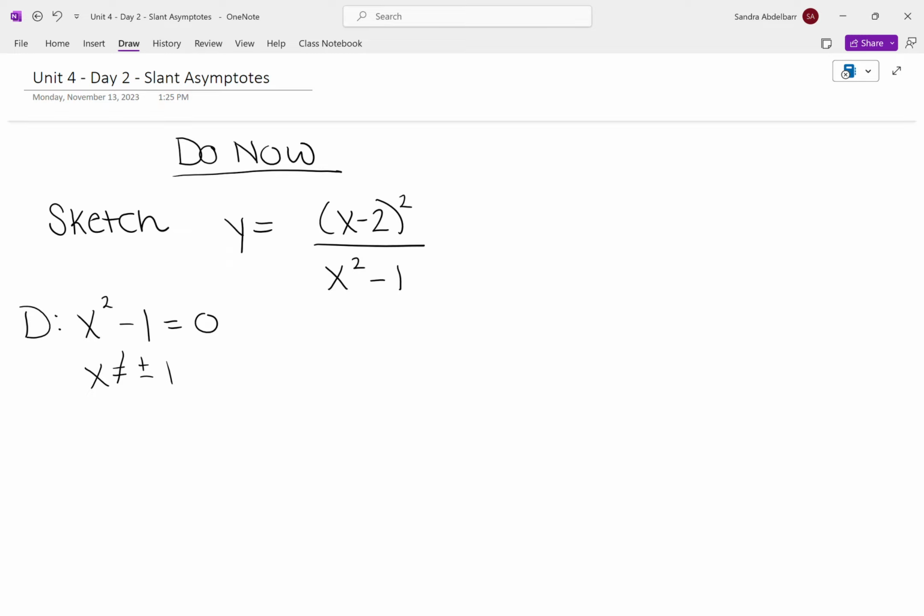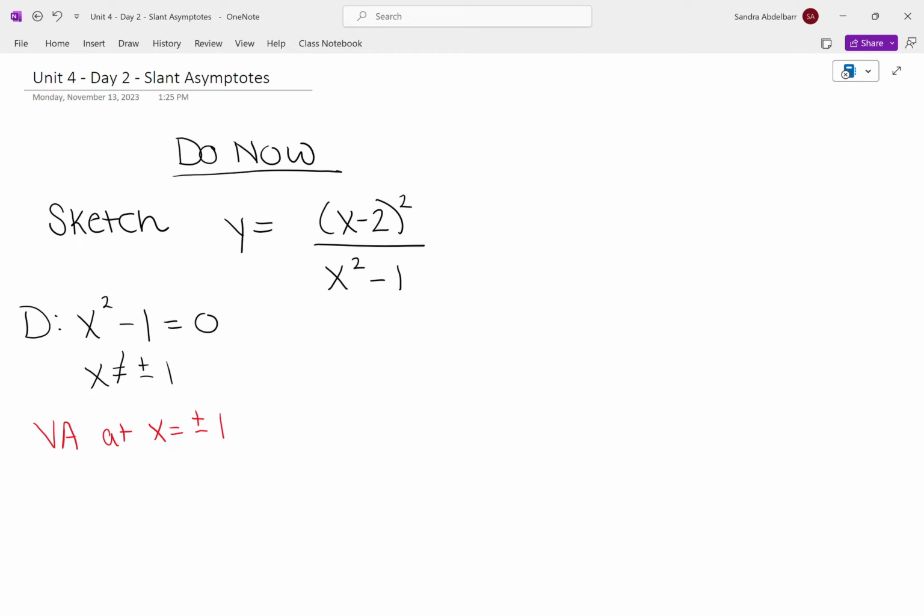So what does this mean we're going to have at x equals 1 and at x equals negative 1? What are we going to have in our graph? You got it. We're going to have two vertical asymptotes. So we're going to have a VA, vertical asymptote, at x equals plus or minus 1.